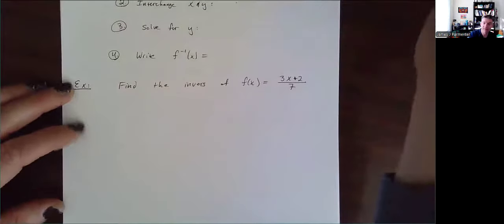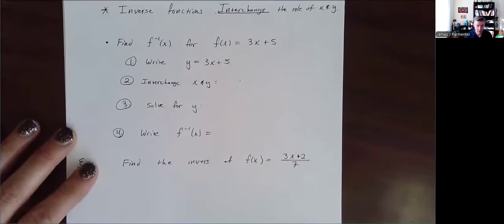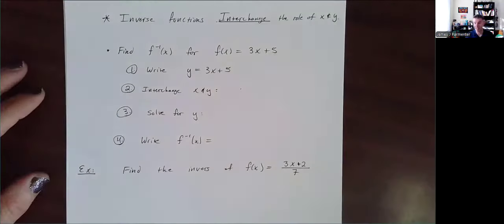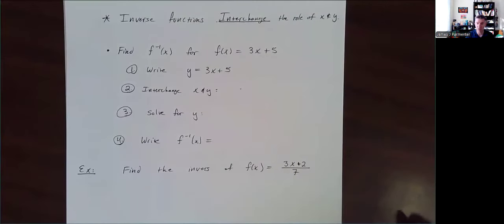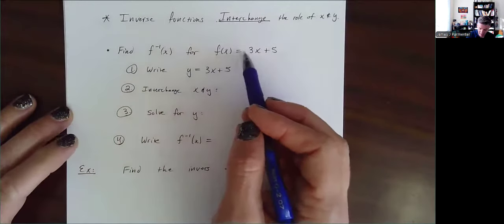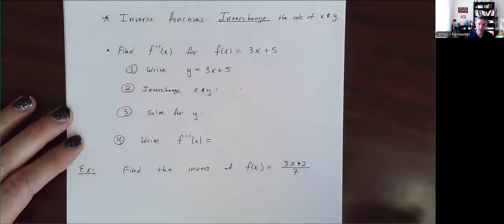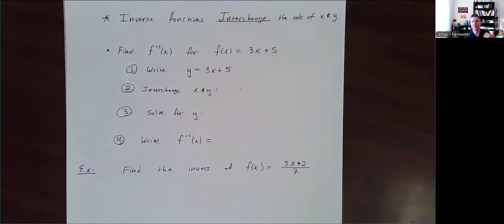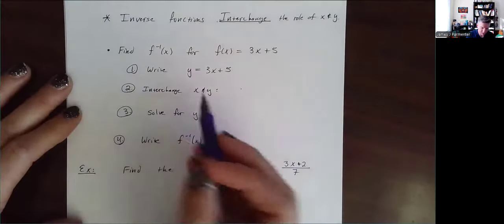Which leads to how we find an inverse function. Just as I said before, I'm going to say it again. Inverse functions interchange or reverse the role of x and y. So if I want to find f inverse of x for, say, the function f of x equal to 3x plus 5, here are the 4 steps. Step 1, we usually like to write it as y equals 3x plus 5. That's not really much of a step, but it is worth doing. Step 2, interchange x and y.